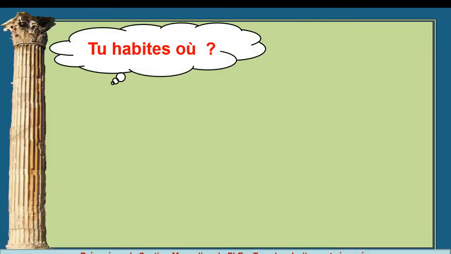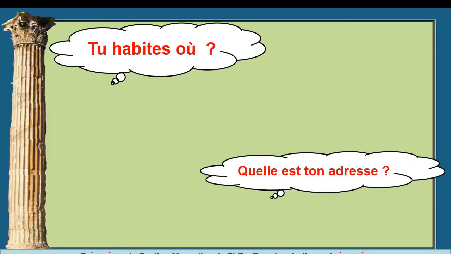For example, if I have this question, tu habites où? Quelle est ton adresse? Before, I told you, I say j'habite en Arabie Saoudite directly. Now I want the full address. So I start with quelle est ton adresse, like tu habites où? Like in English, I say where do you live, or what is your address? The same question I can answer the same way. I use the same answer to answer this or that.